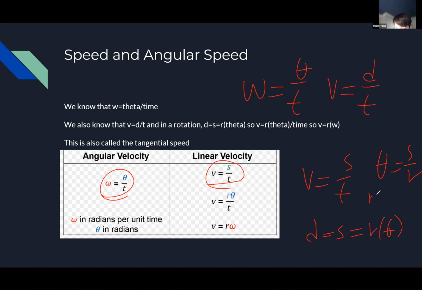So it would be r times theta divided by t. And using this equation, which is omega equals theta over t, we know that theta over t is equal to omega. So you can just use this part and do v is equal to r times the angular speed. And this is also called the tangential speed.